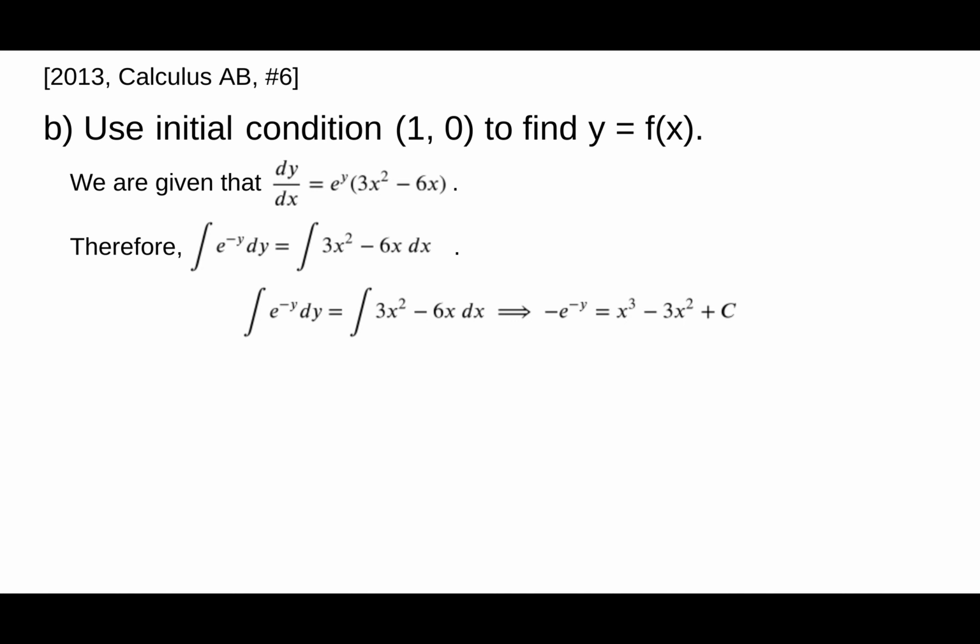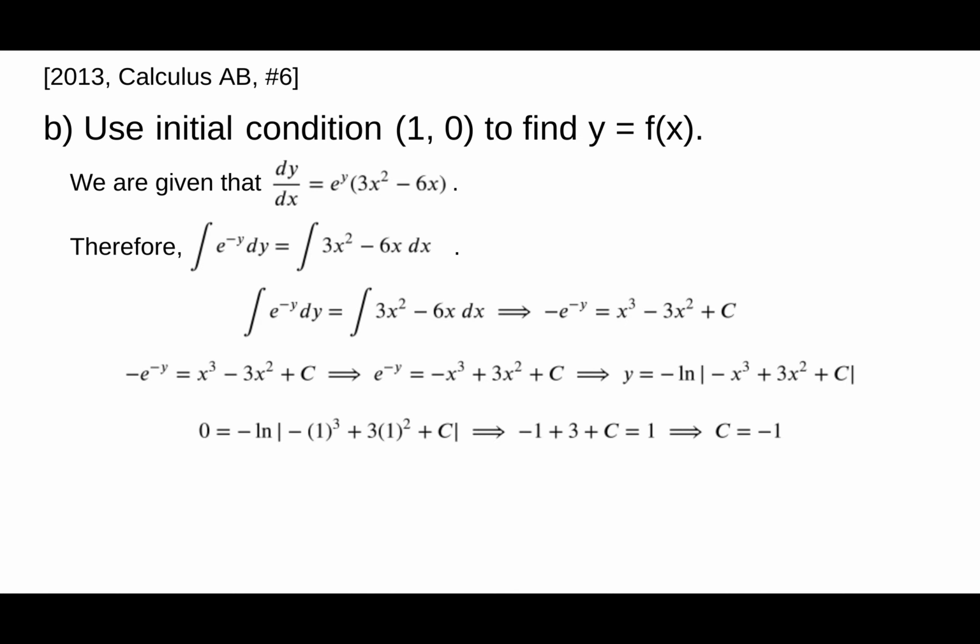All right, so that means that e^(-y) is -x³ + 3x² + some constant c. Notice I don't really have to change the sign on the c because I haven't solved for c yet, so c could be positive or negative at this point. There's no point in writing it as subtraction. And then if I take the natural log of both sides and then get rid of the negative sign, we have y = -ln|-x³ + 3x² + c|.